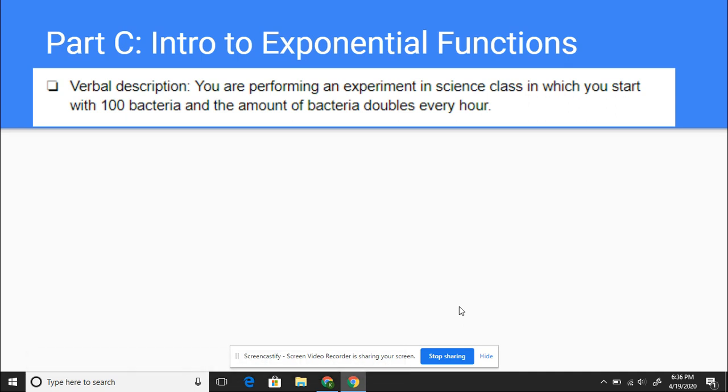All right, let's move on. Let's look at exponential functions. And again, we're going to look at all of the multiple representations of a function beginning with a verbal description.